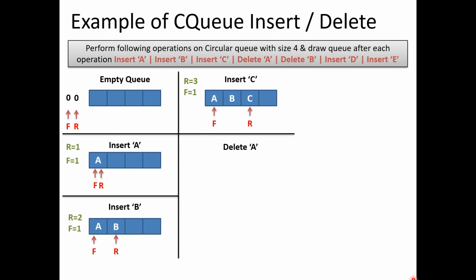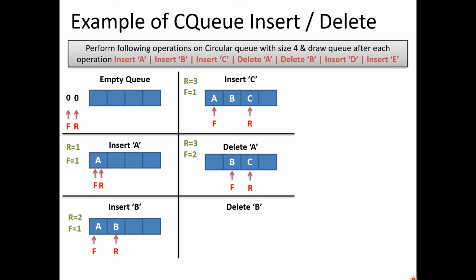Now delete A. So we can delete an element from the front. So increment our front by plus 1. So it points at location 2 and element A is deleted from the first position, right? So R is 3 and F is equal to 2.